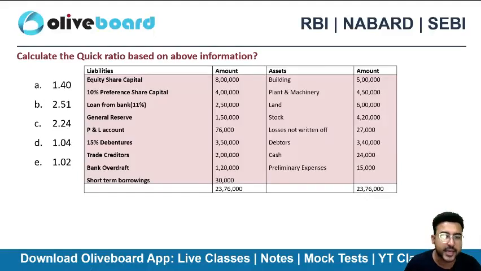Next is quick ratio. Now, do you guys remember what is quick ratio? What things do I need to exclude from the current assets in order to arrive at the quick assets? Any idea about that? Anyone, guys?